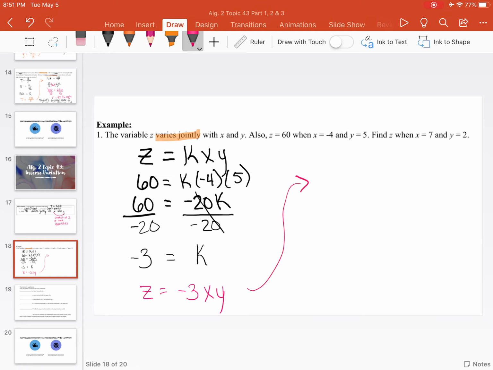Plugging into part 2, we get z equals -3 times 7 times 2. So all we have to do is just straight multiplication. -3 times 7 is -21. -21 times 2, z equals -42.